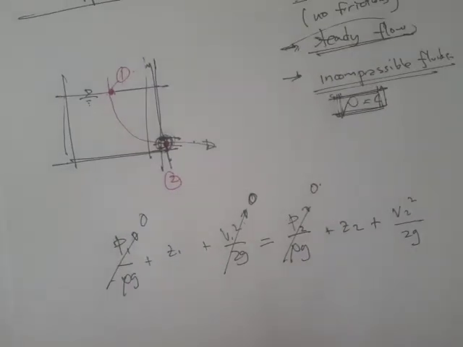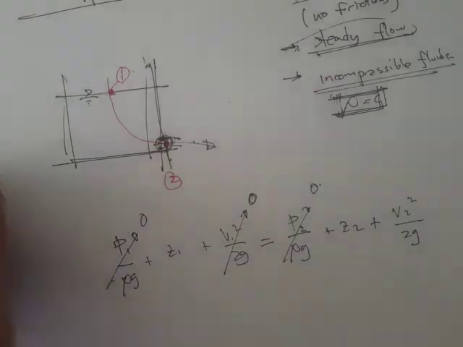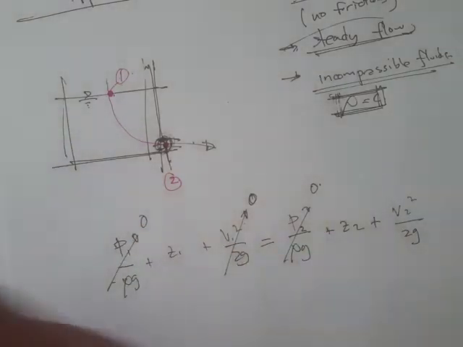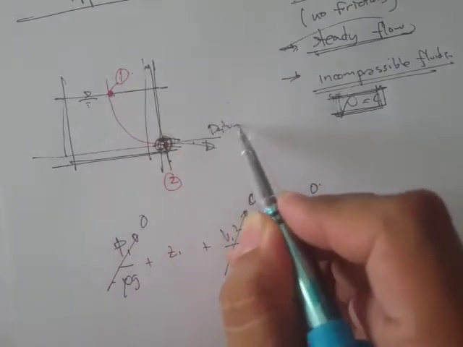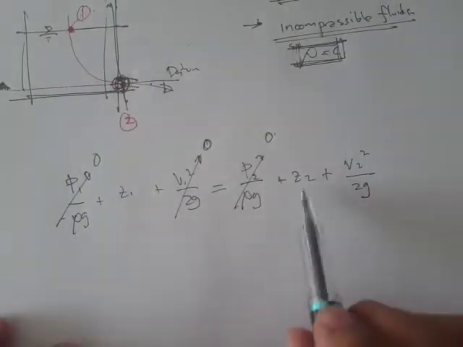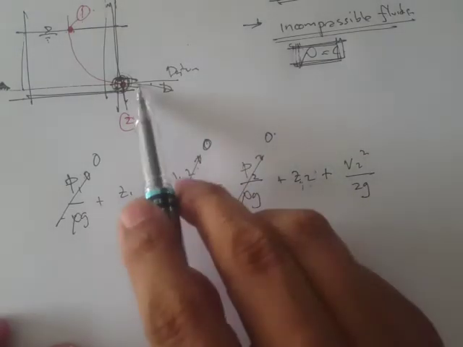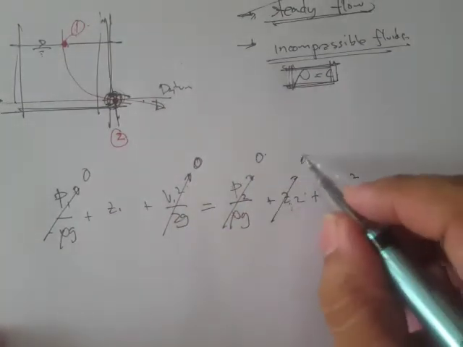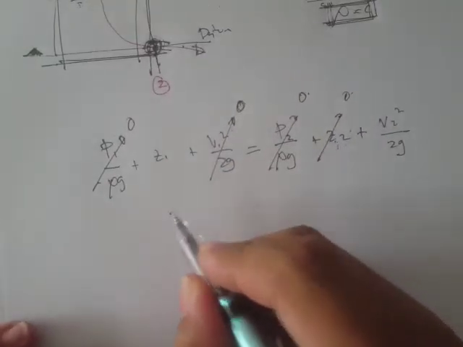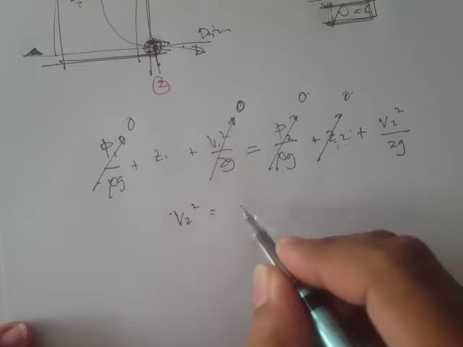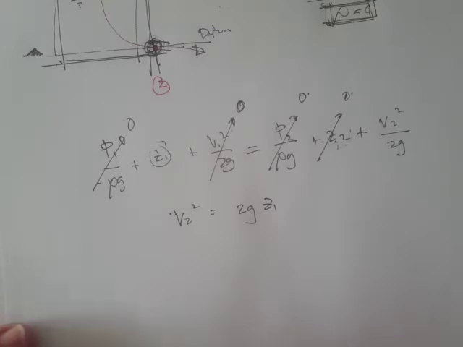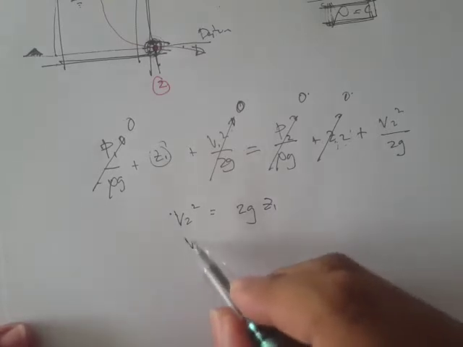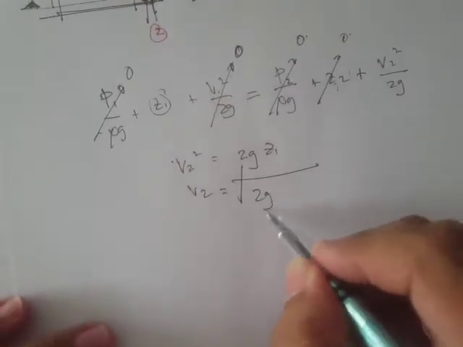For selecting a reference datum, we said that we need a reference datum. So I can select, for example, this as the reference datum. Then the elevation at point 2 with respect to that datum is also 0. Therefore, v2 squared is just equal to 2g times the height at 1, z1. And therefore, the velocity can be solved using this equation, v2 equals the square root of 2g z1.